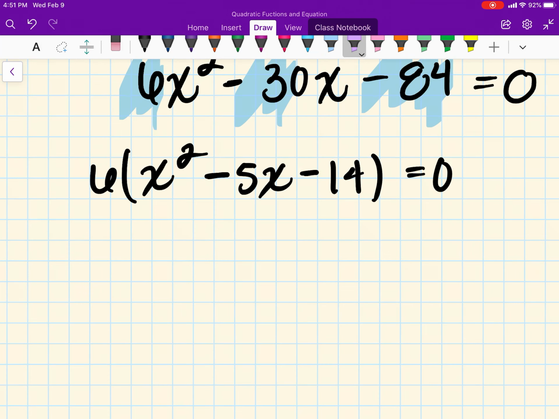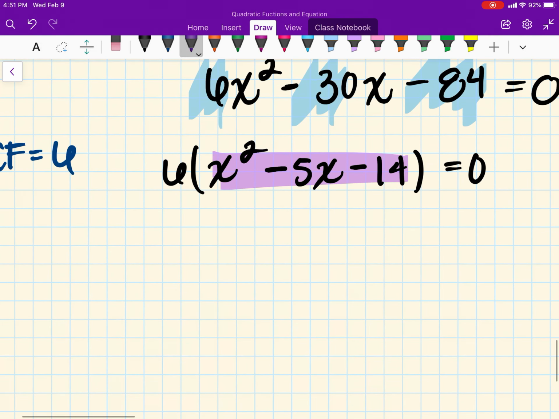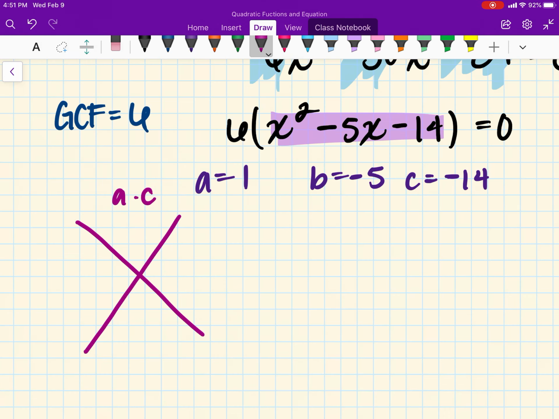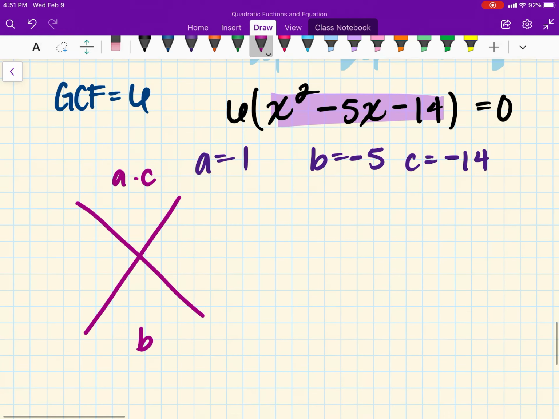All right, now from here, guys, we are going to focus on working on the diamond method here. And we do want to go ahead and identify A, B, and C. A in this case, guys, is our leading coefficient, which is 1. B in this case is negative 5. And C is negative 14. So in this case, I have A times C on top, and I have B on the bottom. A times C in this case, guys, is going to be negative 14. B in this case is going to be negative 5.